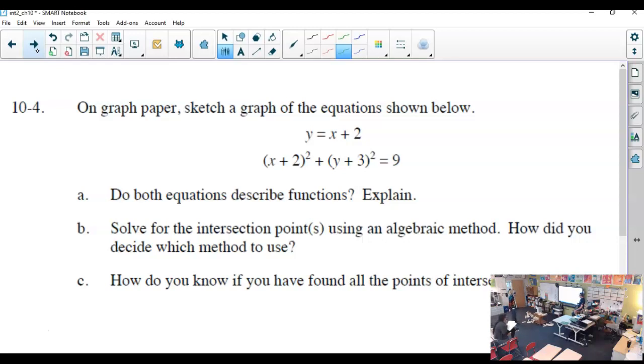Well, the first one is linear, so that's a function. And then the second one, it's like a circle. We put the center at -2, -3, with a radius of 3 units. No, they do not both describe functions because circles are not functions.